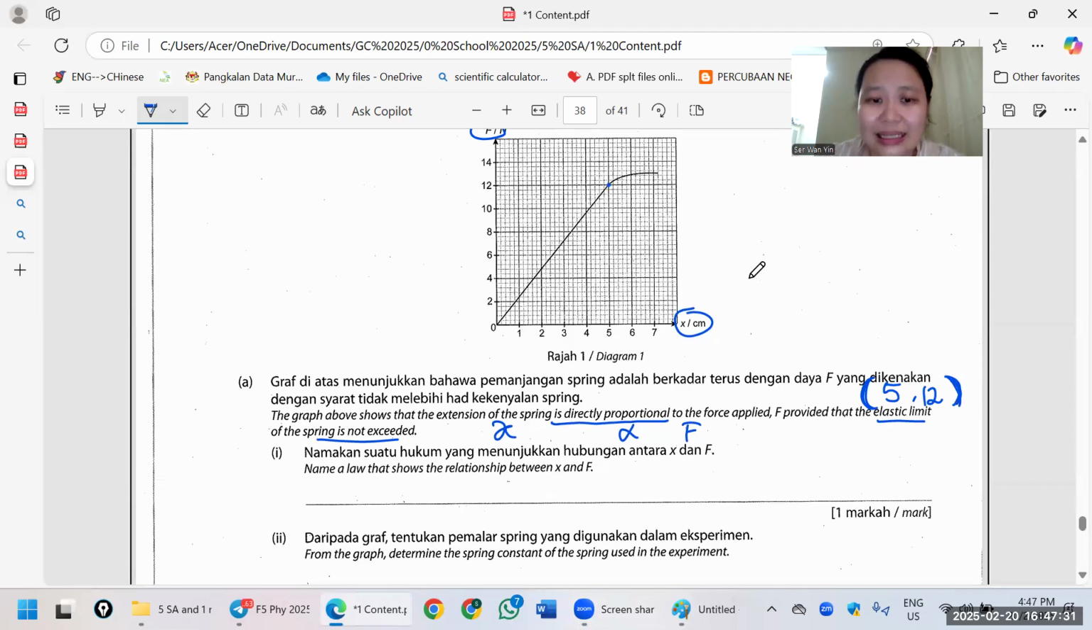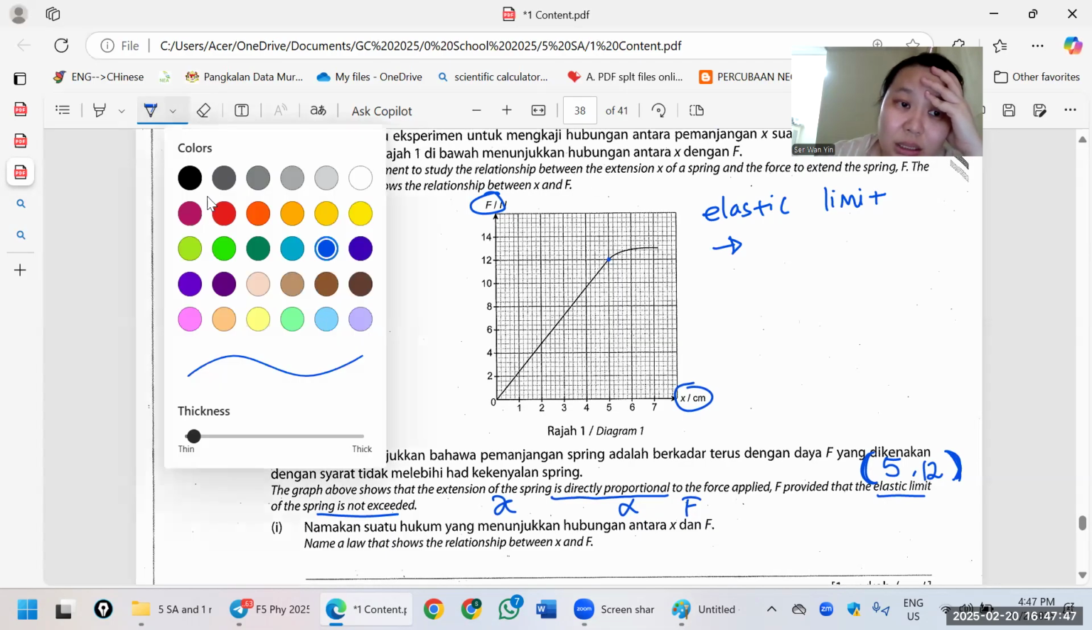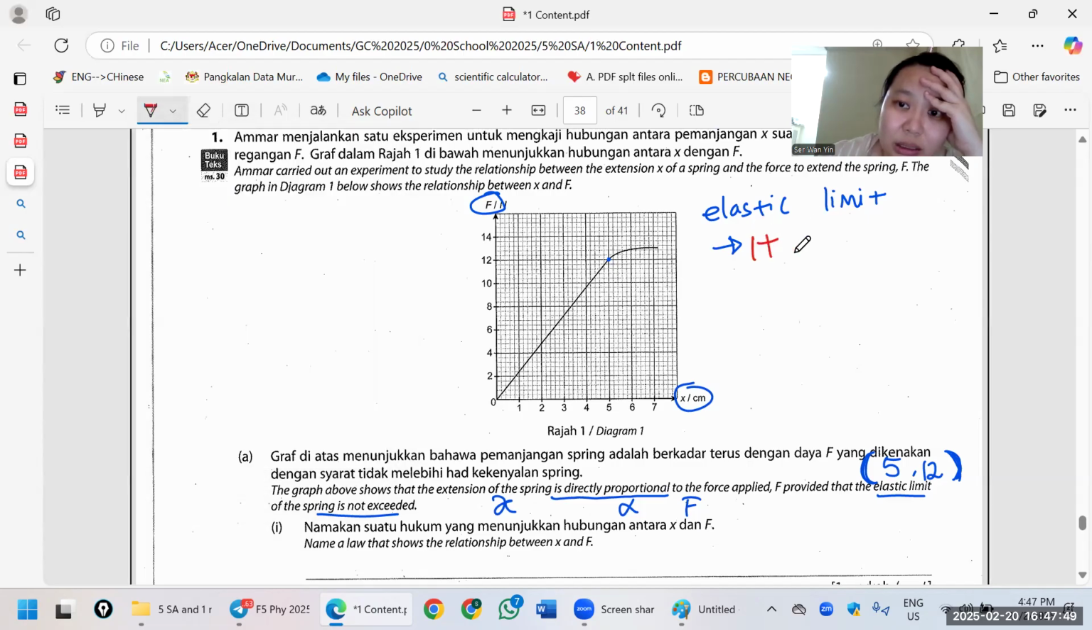What is elastic limit? Can you please tell me the key of elastic limit? Or do you need me to give you some hints? It is maximum what? Try, simply say something also can.